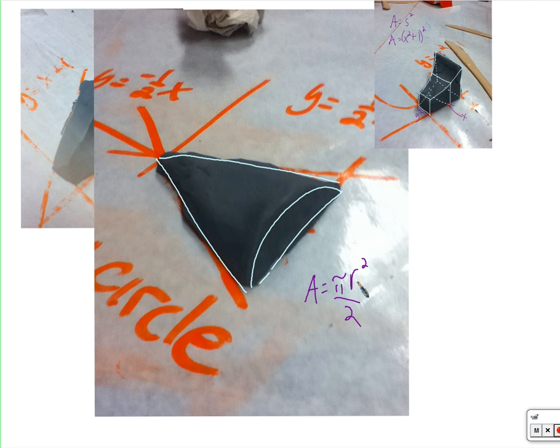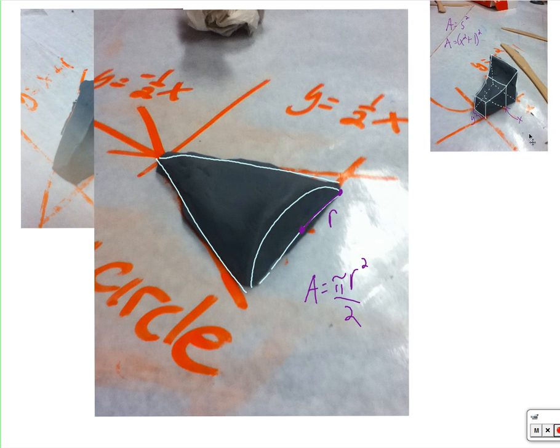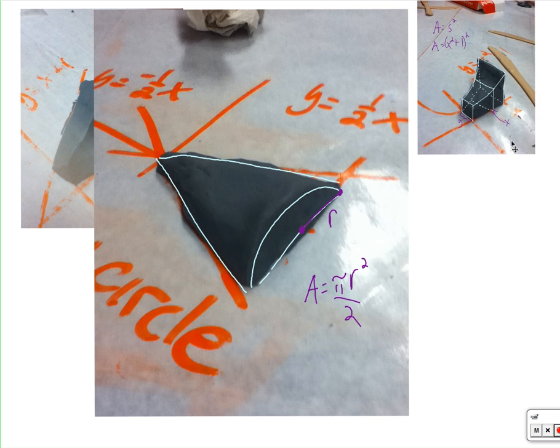Did you figure out the R? The R is that guy right there. How big is R? It's the y value of the function. No, because this is the x-axis running through here. So this guy right here, the y value, is going to give us the R of the semicircle. How do we define the y in terms of x? That's y. This guy over here, what was it? 1/2 x. Okay? So R is 1/2 x.